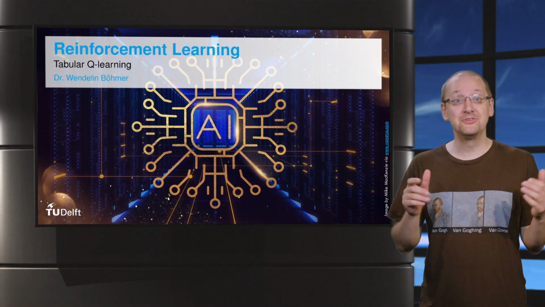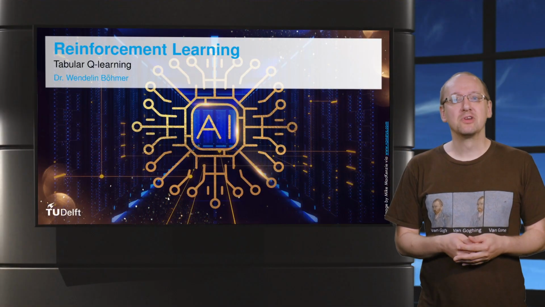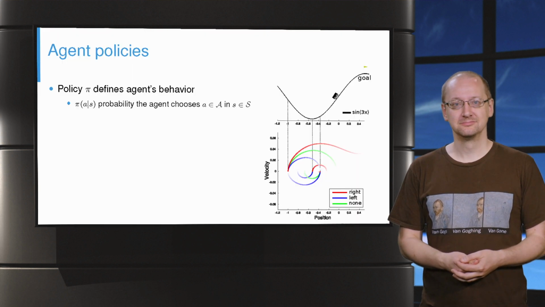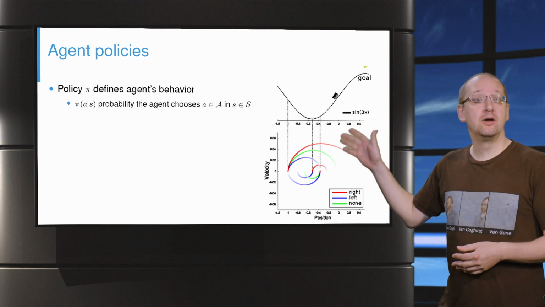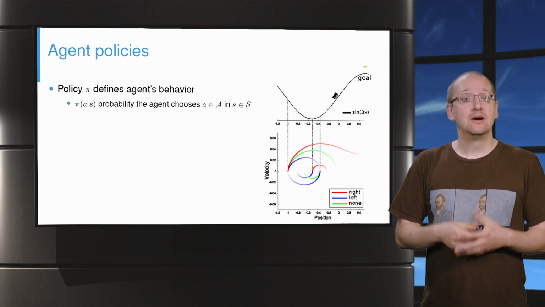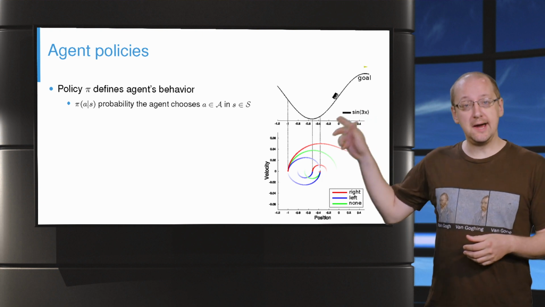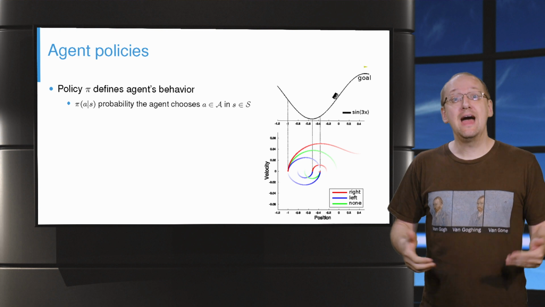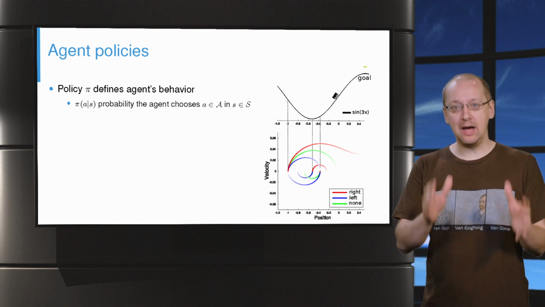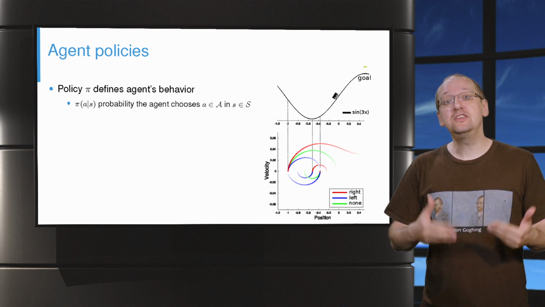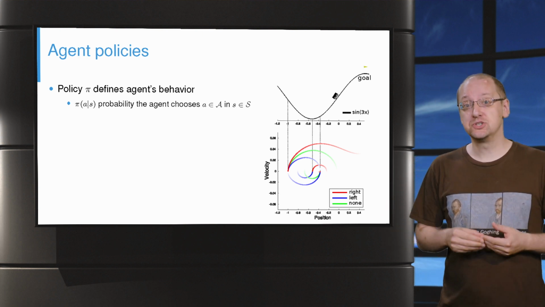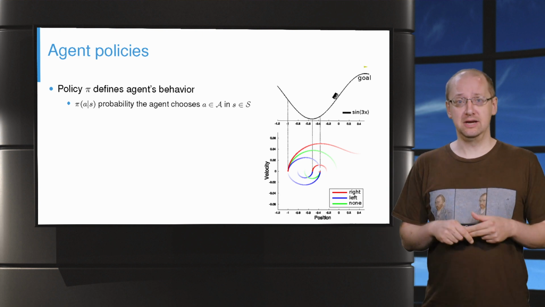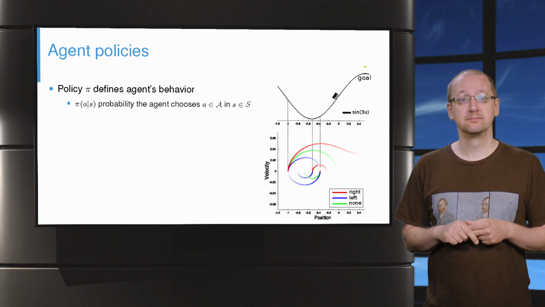Hello, and welcome to this video on tabular Q-learning, where we will learn one of the core algorithms of reinforcement learning. Here we have our example of the mountain car environment. Our agent is supposed to steer this little car to the goal at the top of the mountain. For this, the AI has to learn a policy pi, which returns for each state which actions the agent will choose. To be more general, we allow here a distribution over actions, conditioned on the state.